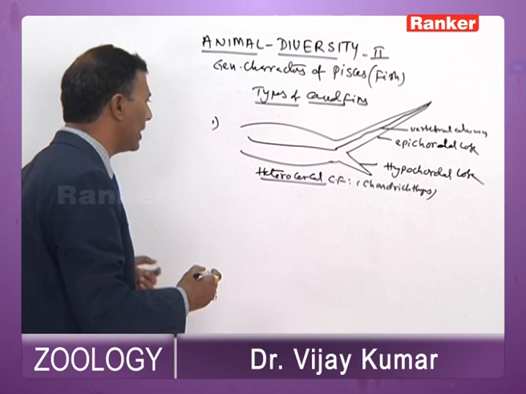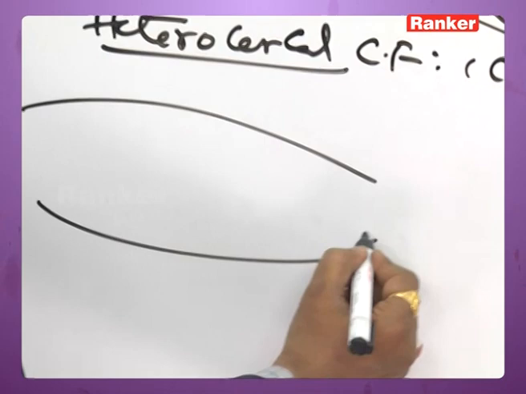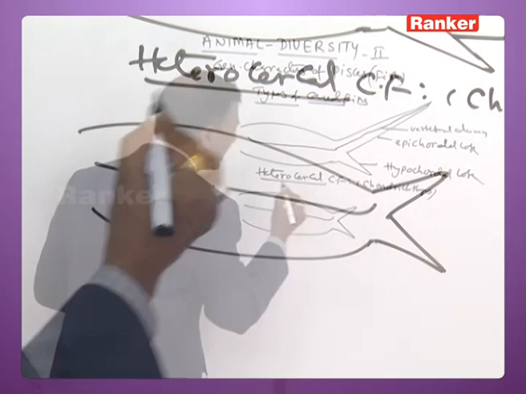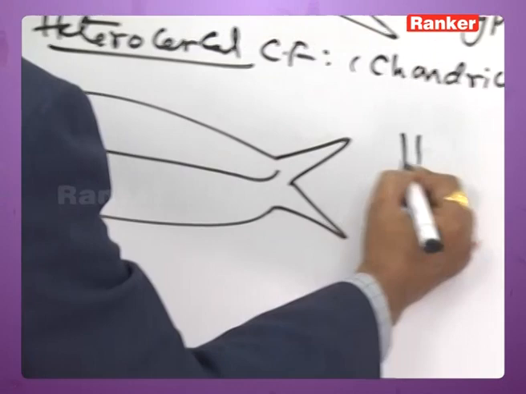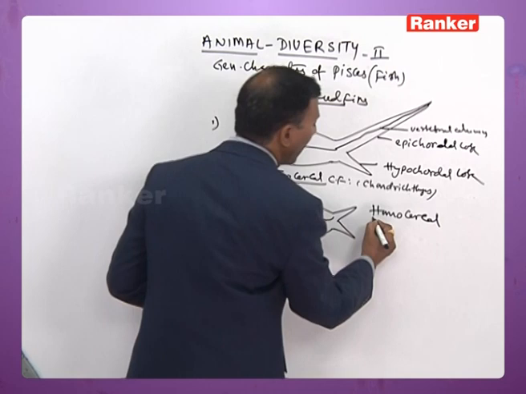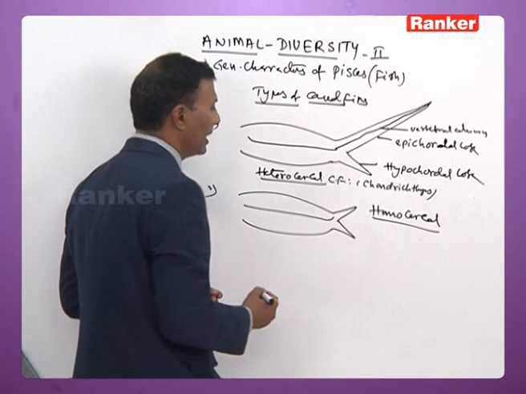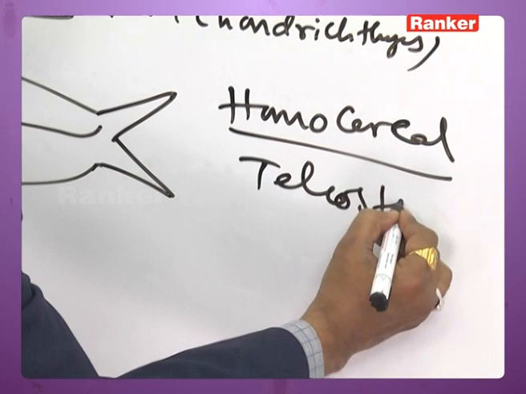If the caudal fin has equal epicaudal and hypocaudal lobes, and the vertebral column is slightly curved at the tip, it is called homocercal. Homocercal is externally symmetrical, internally asymmetrical. This kind of caudal fin is present in all teleostei, the bony fish.